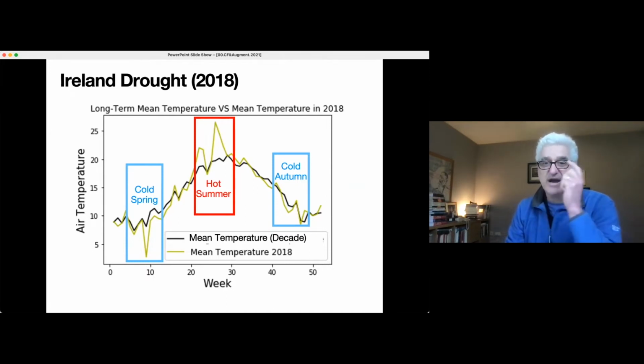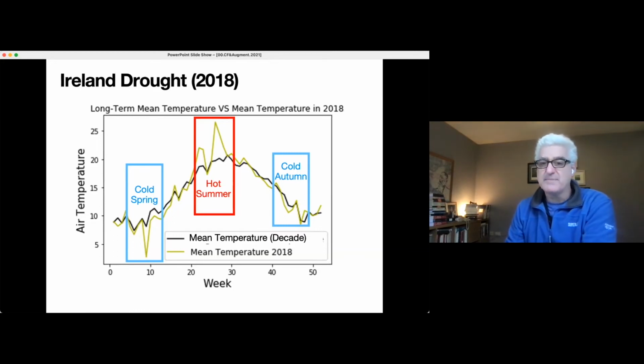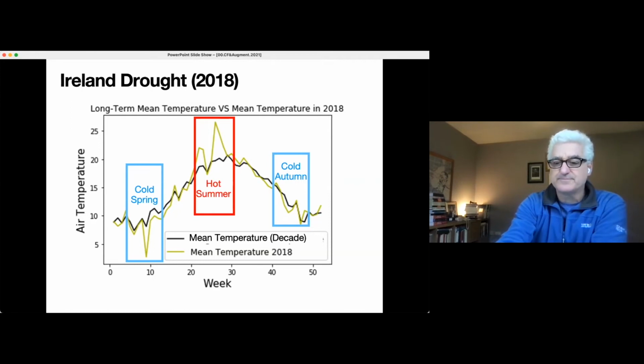If you look at this graph of mean temperatures over the last decade, the black line shows you the typical temperature that occurs in Ireland over the year. And the green line is the temperature in 2018. You can see this huge spike, which occurs basically in July. But the other thing about this year was that it had a lot of weird weather. We had a very cold spring. You can see that big dip down there in spring. And we also had a cold autumn as well. And that becomes important to what I'm going to talk about later on.